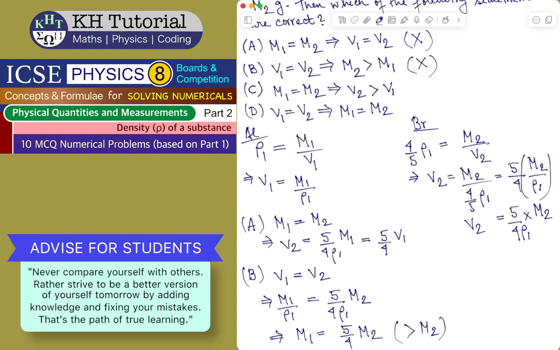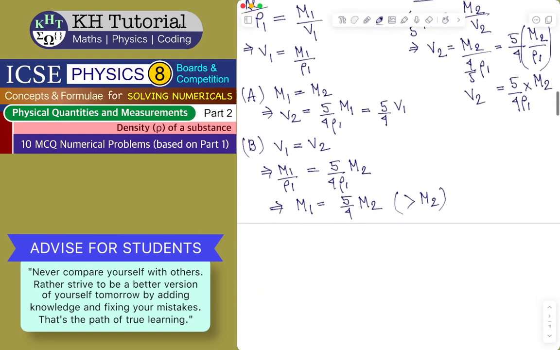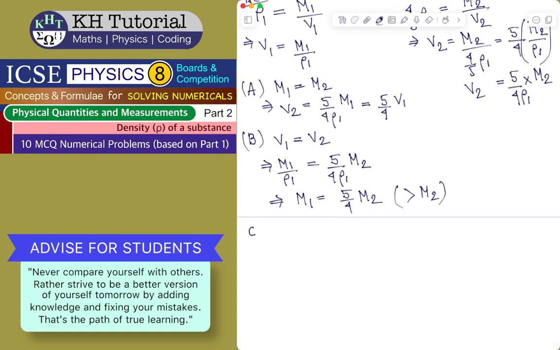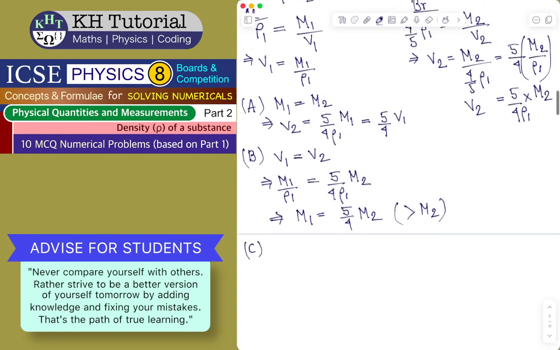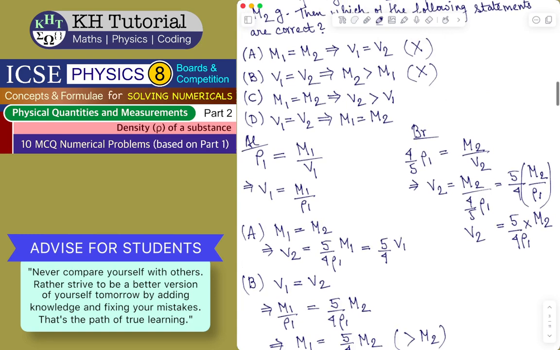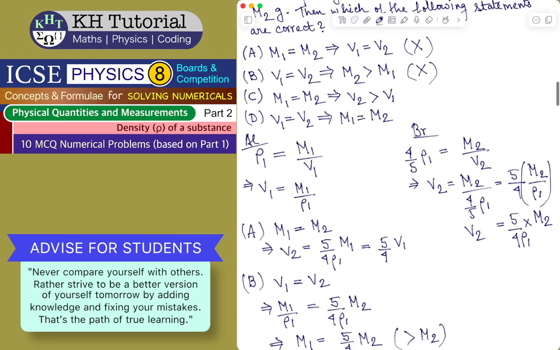Okay, let's see choice C. What is the option? C is saying m1 equals m2 implies V2 greater than V1.